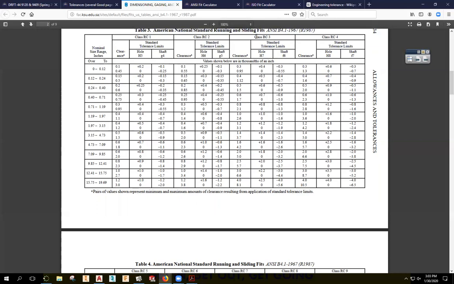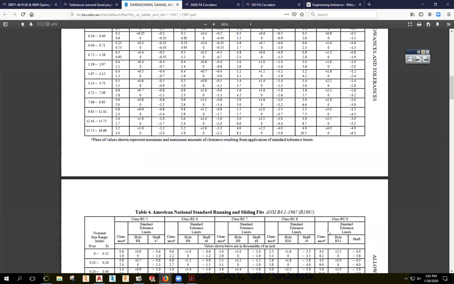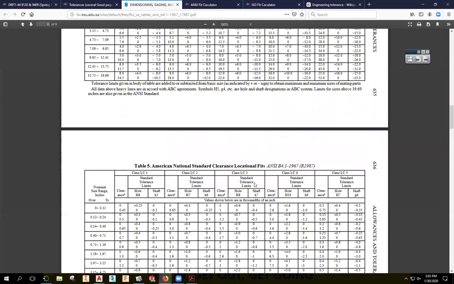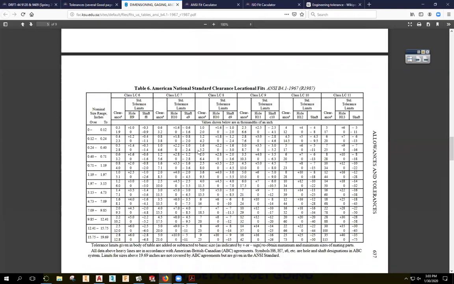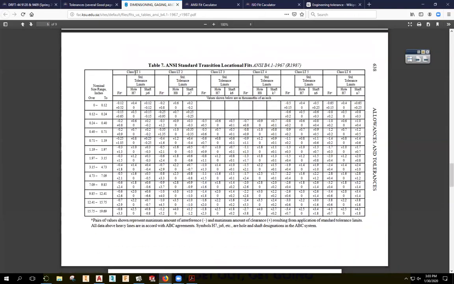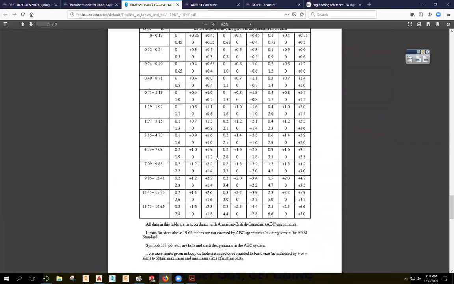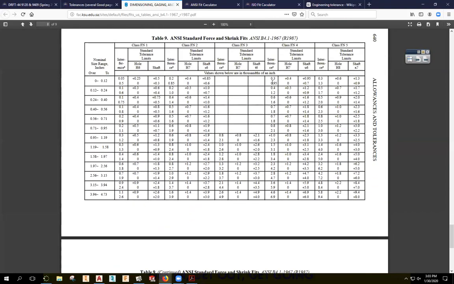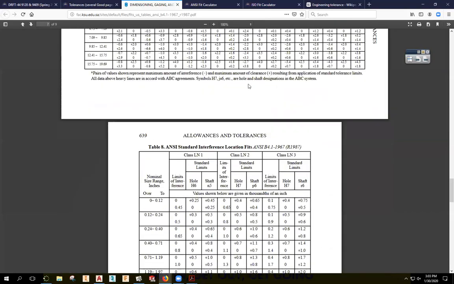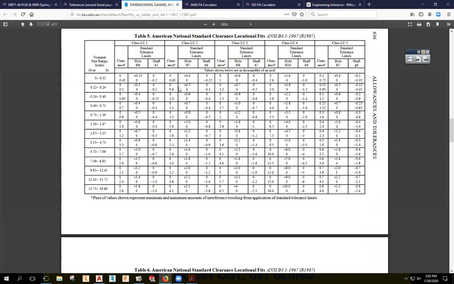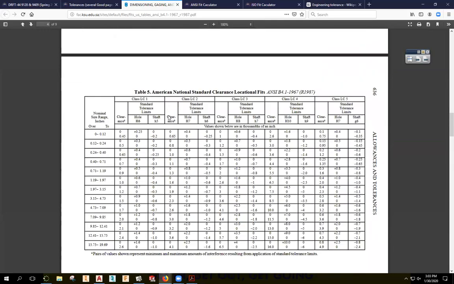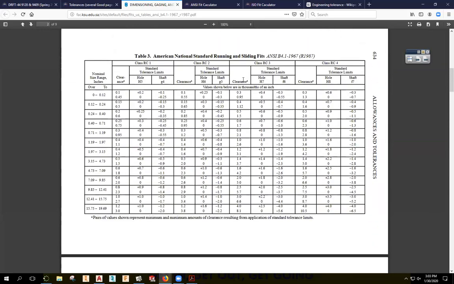So I'm in this row. And now it's based on what class of fit. So RC1, 2, 3, 4, 5, 6, 7, 8, 9. So there's 9 RCs. Then we get to the LCs, and then the LTs, and then LNs, and then the FNs. Okay. I guess you have to figure out that first. But let's say I want to do an RC2 fit.